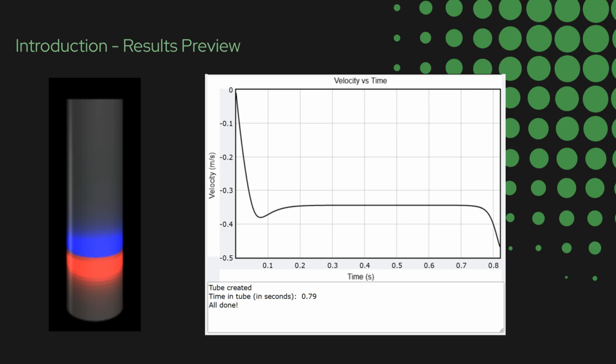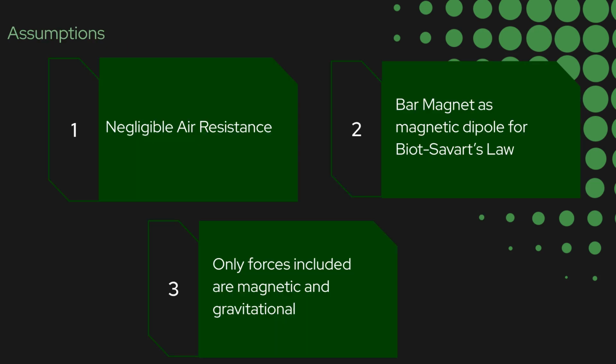For results preview, you can see on the left an image of the magnet falling through the tube, with the red being the north pole and the blue being the south pole, and a velocity versus time graph on the right. Some assumptions we have are that there is negligible air resistance, the ball magnet acts as a magnetic dipole for Biot-Savart's law, and the only forces included are the magnetic and gravitational.